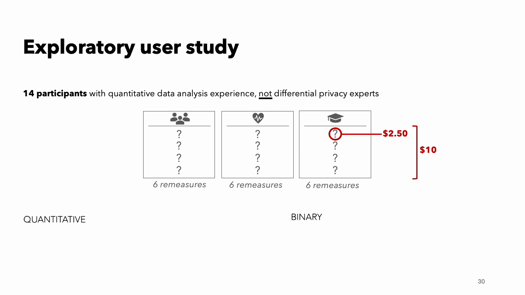For each dataset, they answered a mix of quantitative and binary questions. Let's go through examples from the census dataset. For quantitative, how many people over 65 years old are widowed or divorced? Participants provided answers in terms of an interval that they were 95% confident contained the unnoised true answer.